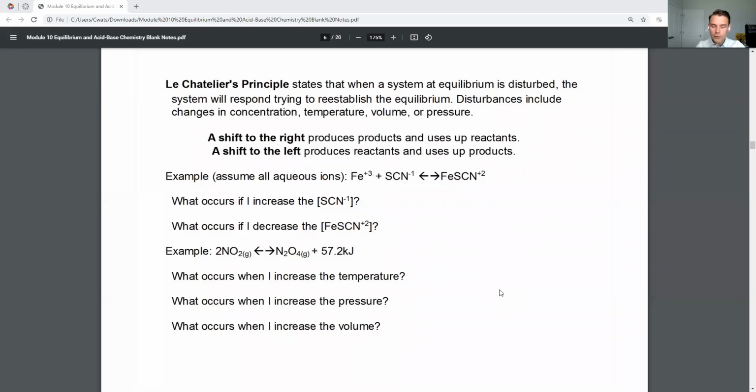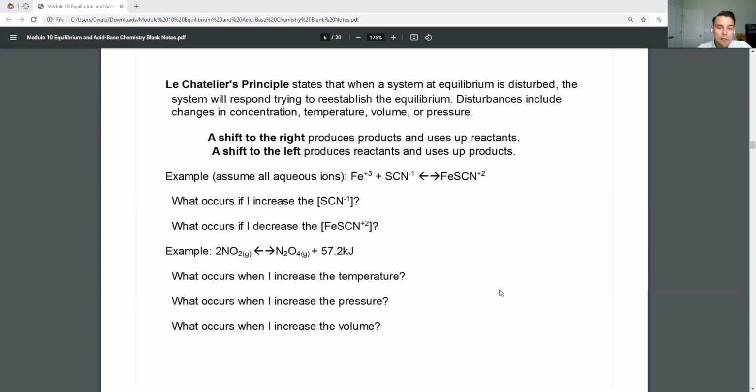Hi everyone, and welcome to Module 10, Lesson 2. This lesson is actually going to be a very quick one. Again, it was either make Lesson 1 super long or do a short one, so I chose to do a short one. Today we're going to talk about Le Chatelier's Principle and then Solubility Equilibrium.